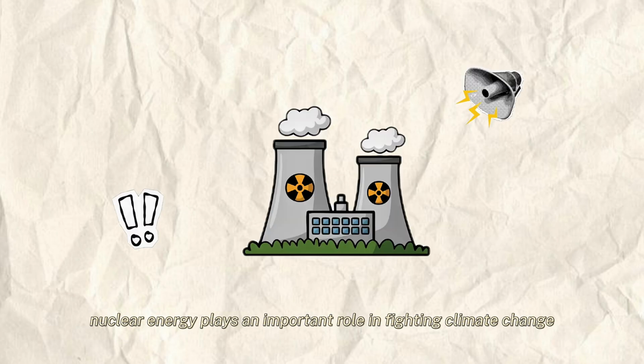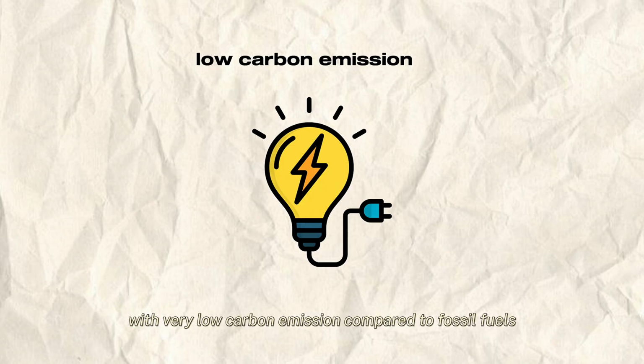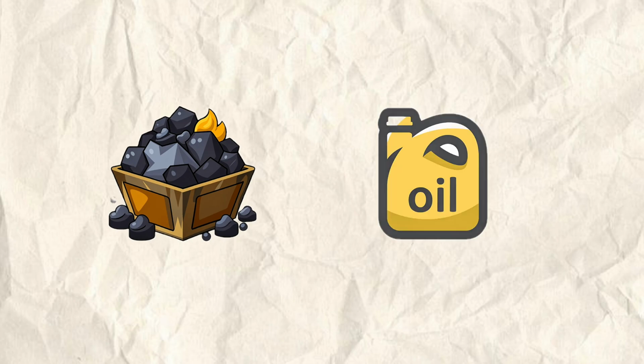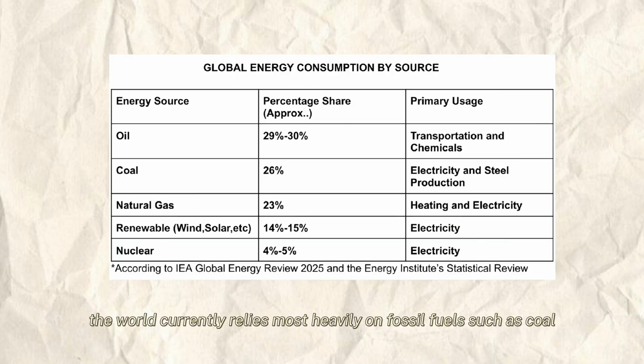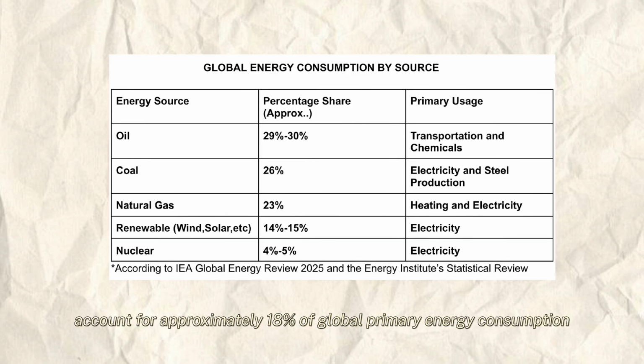In today's world, nuclear energy plays an important role in fighting climate change because it produces large amounts of electricity with very low carbon emission compared to fossil fuels like coal and oil. The world currently relies most heavily on fossil fuels such as coal, oil, and natural gas, which together account for approximately 18% of global primary energy consumption.